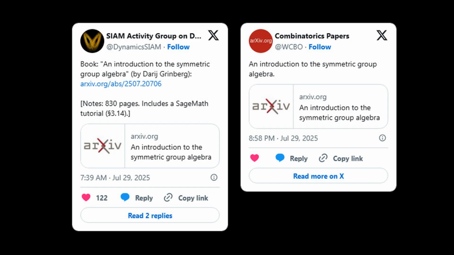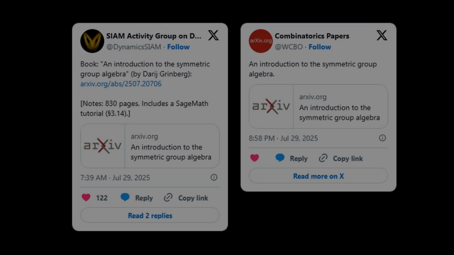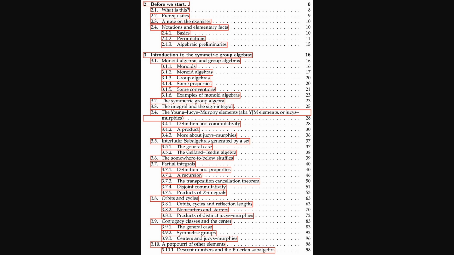And it's definitely getting attention. People on X are highlighting its impressive scope, noting it's a massive 830 pages, and even includes a practical SageMath tutorial. And this table of contents really shows that methodical approach. After laying out the prerequisites, it dives right into the introduction to symmetric group algebras, which are essentially mathematical frameworks for studying all the possible ways to shuffle a set of objects.